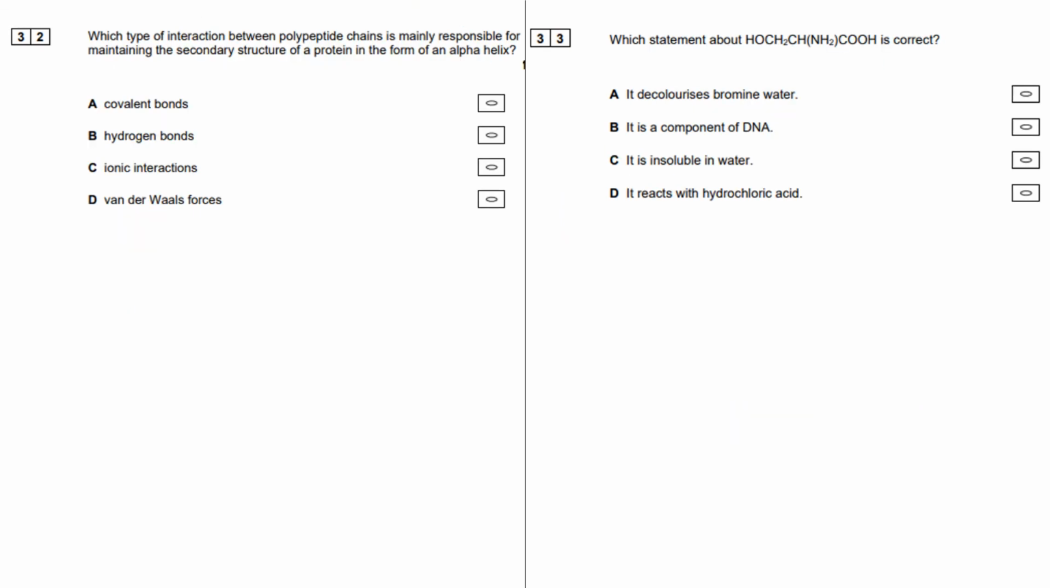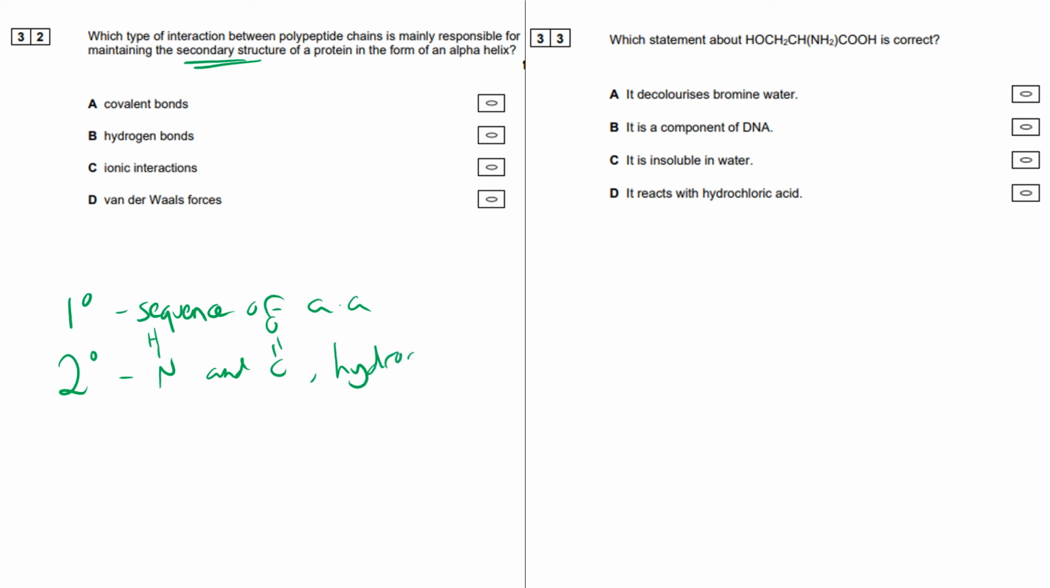Question 32. Which type of interaction between polypeptide chains is mainly responsible for maintaining the secondary structure of a protein in the form of an alpha helix? So remember your different types of structures for protein. Your primary structure is the sequence of amino acids. Your secondary structure of a protein is the hydrogen bonds between the amino acids. That usually occurs between the NH groups of the polypeptide chain and the CO groups of the polypeptide chain. So your secondary structure in alpha helices and beta pleated sheets, for example, is hydrogen bonding.